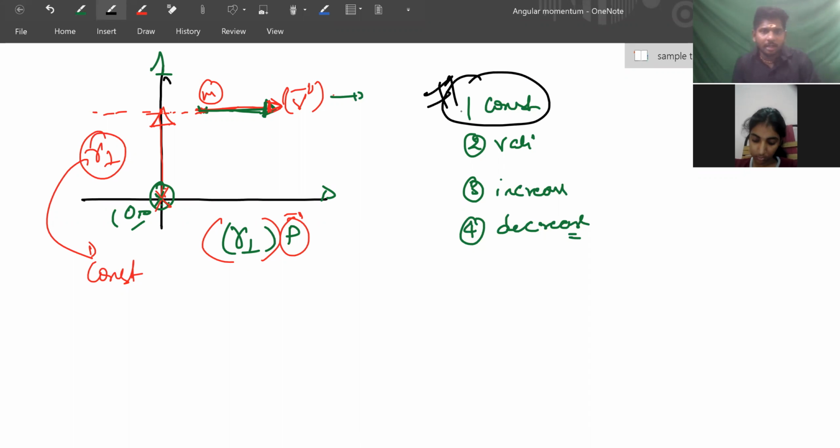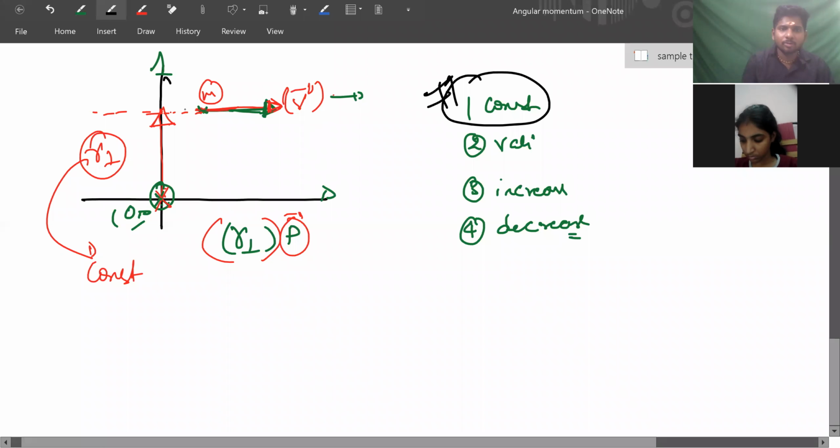You can try to find out the direction also. This vector direction: it is going in the positive y direction, and also in the positive x direction. So r cross p will be in the negative z direction.